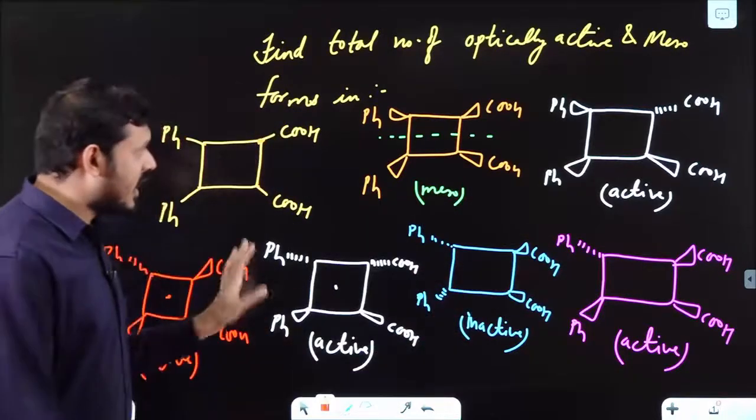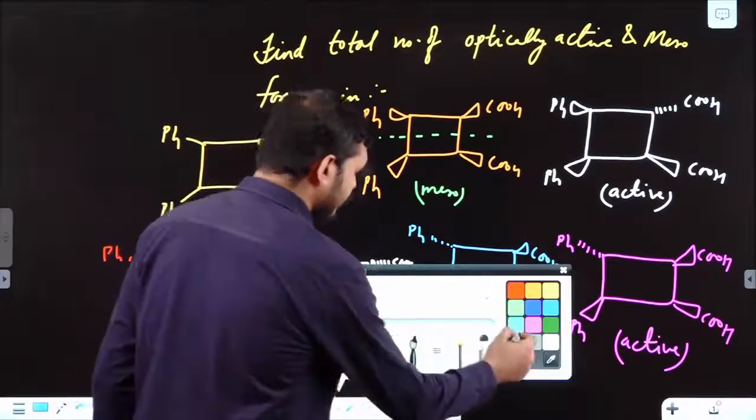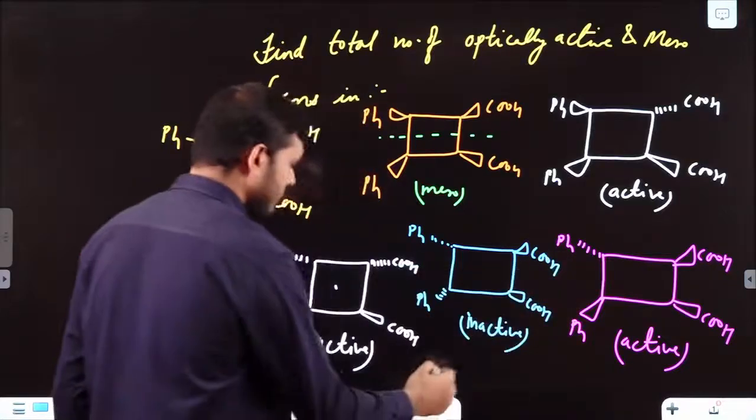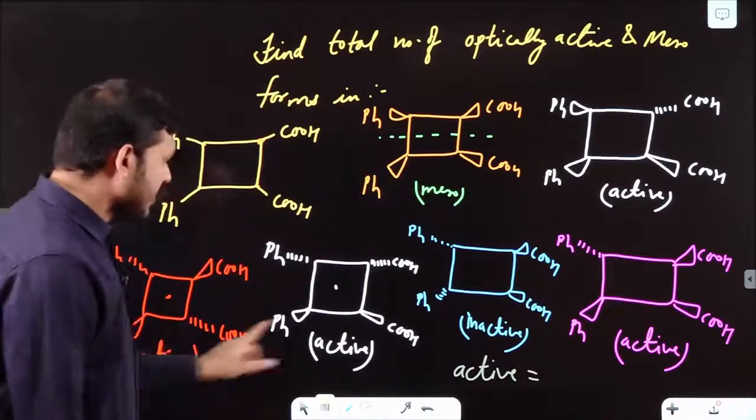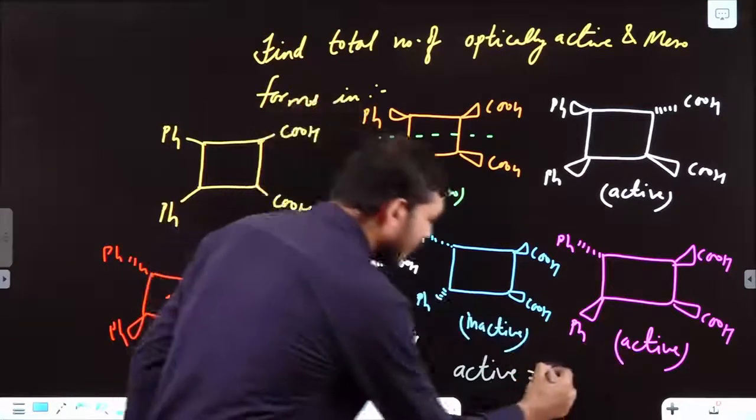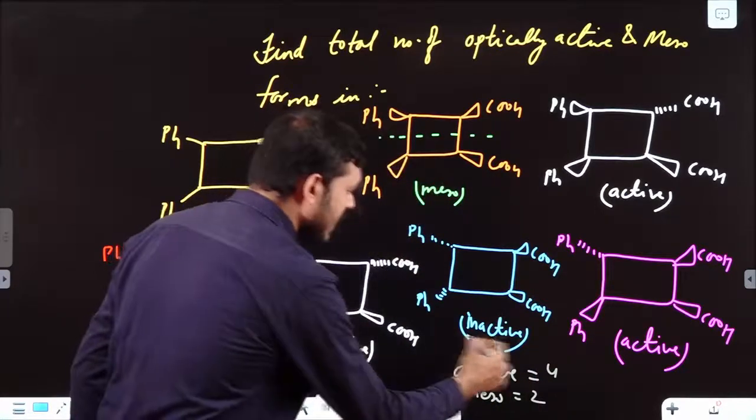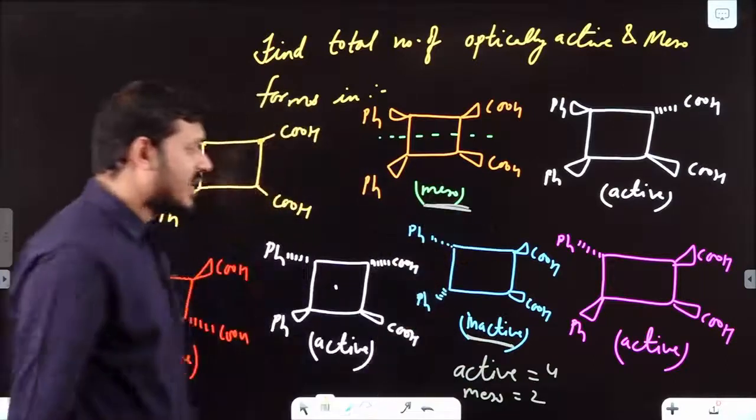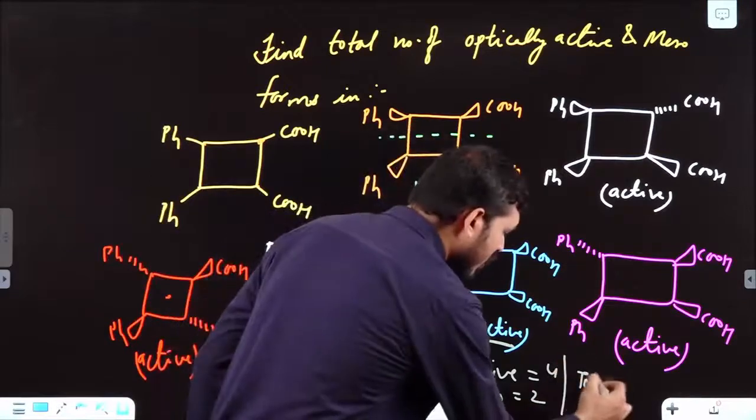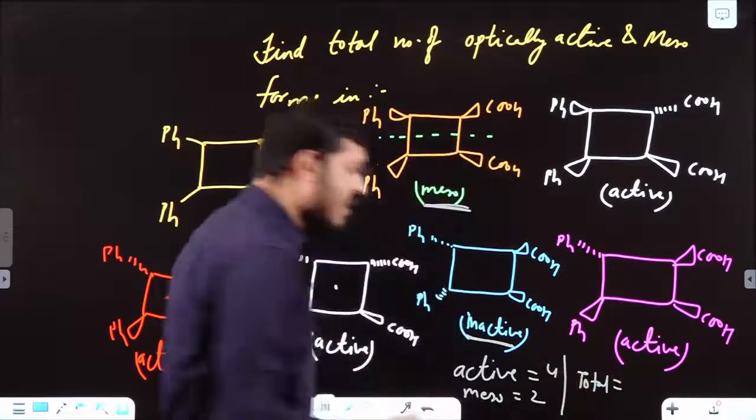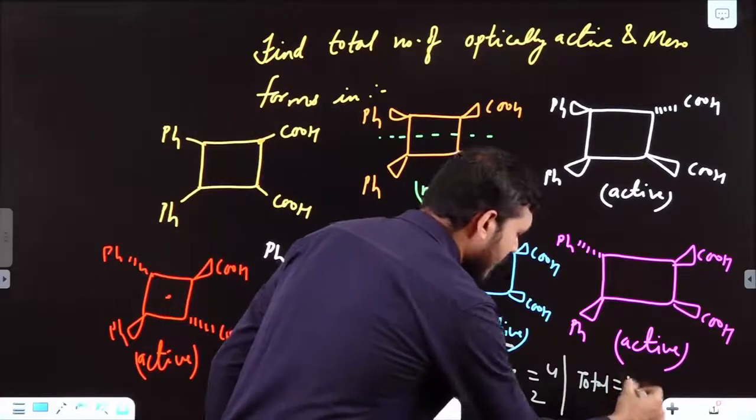Okay, now let me calculate the total number of active cases and meso cases. Active 1, 2, 3, 4. Meso 2. See this one and this one. Okay, as you are having 4 chiral centers, these two are meso only, right? So total stereoisomers means 4 × 2 = 8, because 4 are active, so its mirror image will also be taken. 4 × 2 = 8, plus 2, 10.